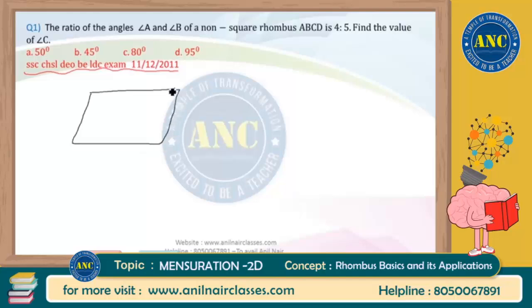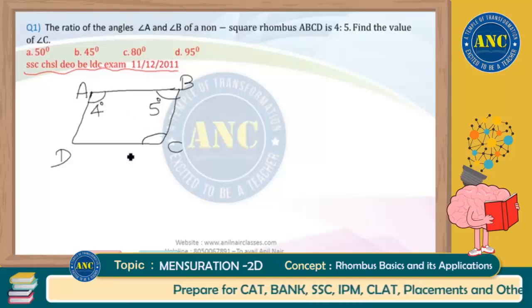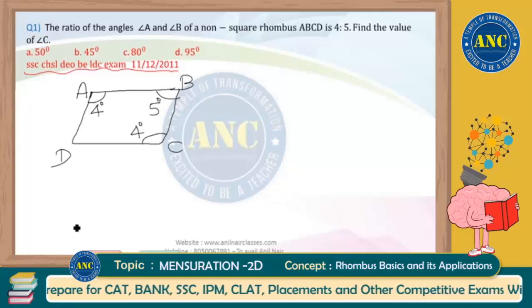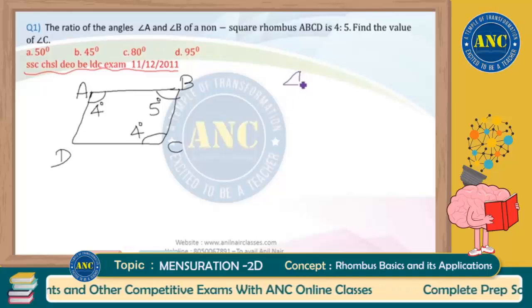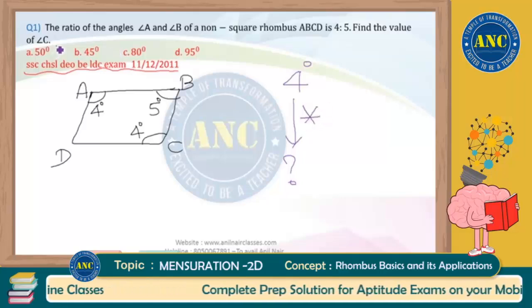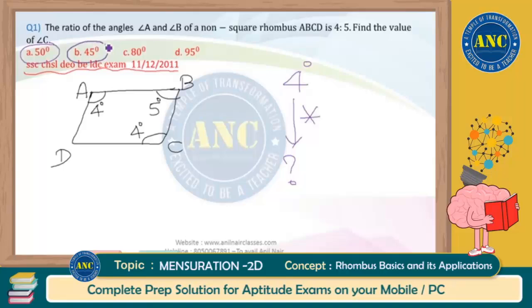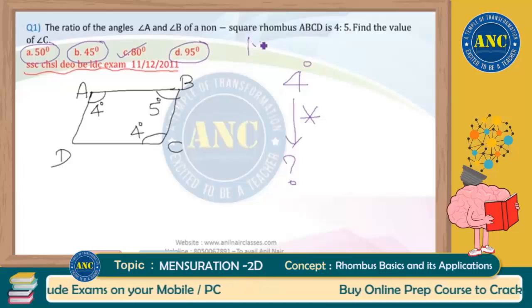Definitely. This is where you should be making use of answer options and solve this question within 1 second. Can I say that angle A is 4 degrees, angle B is 5 degrees according to the ratio? According to the question, angle C is how much? We know that A and C both are same. That means angle C is also 4 degrees. According to ratio, angle C is 4. According to the question, how much are they asking? That means the answer should be a multiple of 4. 50 is not a multiple of 4, 45 is not a multiple of 4, 95 is not a multiple of 4. There is only one option which is a multiple of 4.